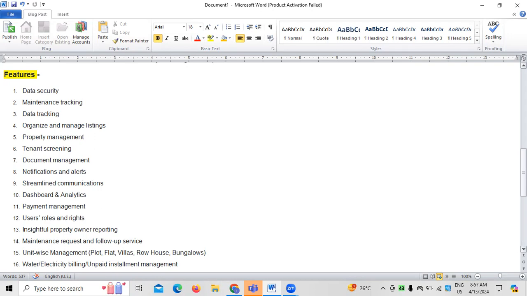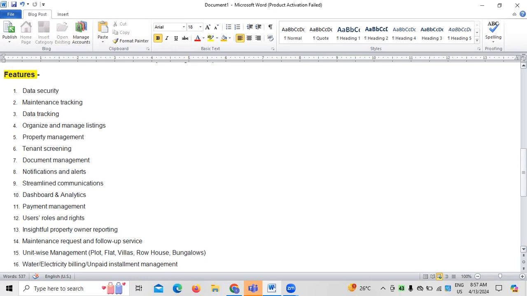Next, followed by this, what notifications and alerts at regular intervals do we want to receive. At the same time, to streamline the communications. To have some visualization, we require dashboards and analytics. Even payment management for the transactions is required.